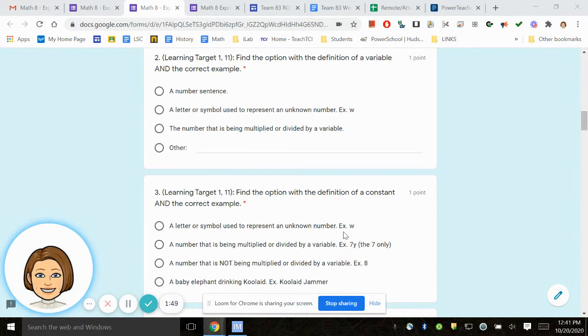Question number 2. Find the option with the definition of a variable and the correct example. A number sentence, a letter or symbol used to represent an unknown number, for example, W. Third one down, the number that is being multiplied or divided by a variable, or other.